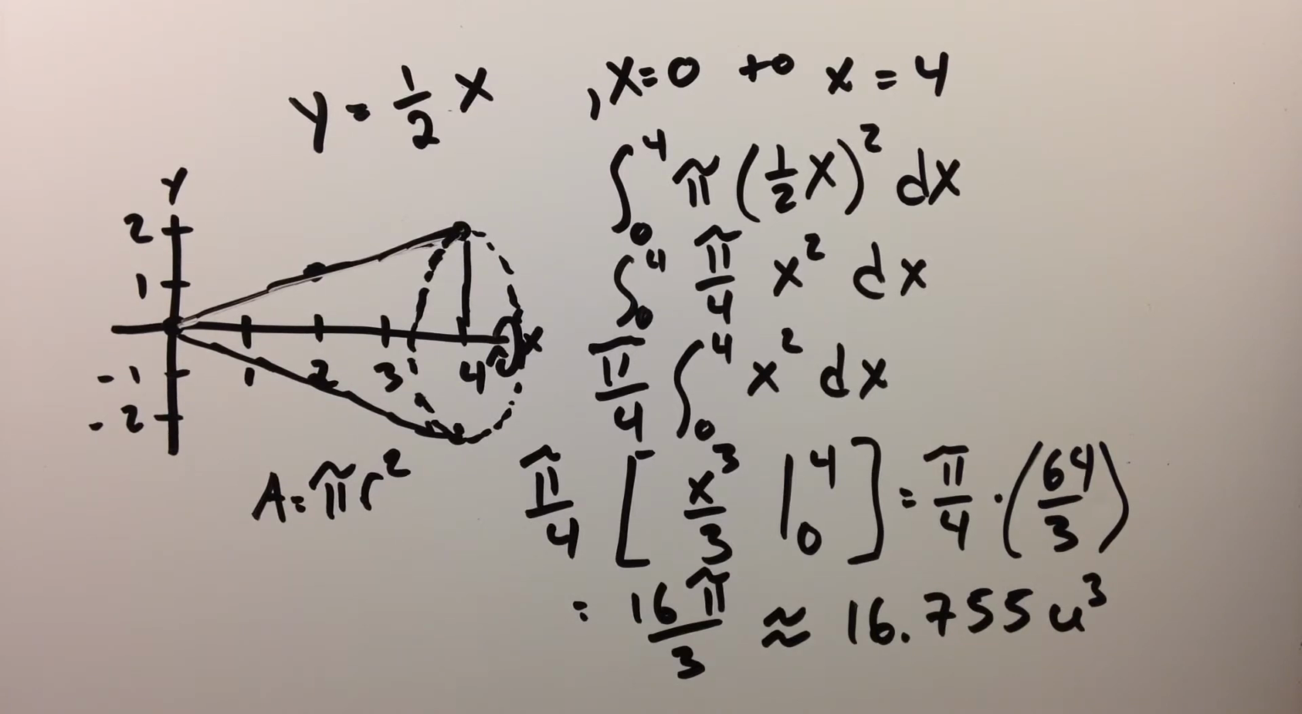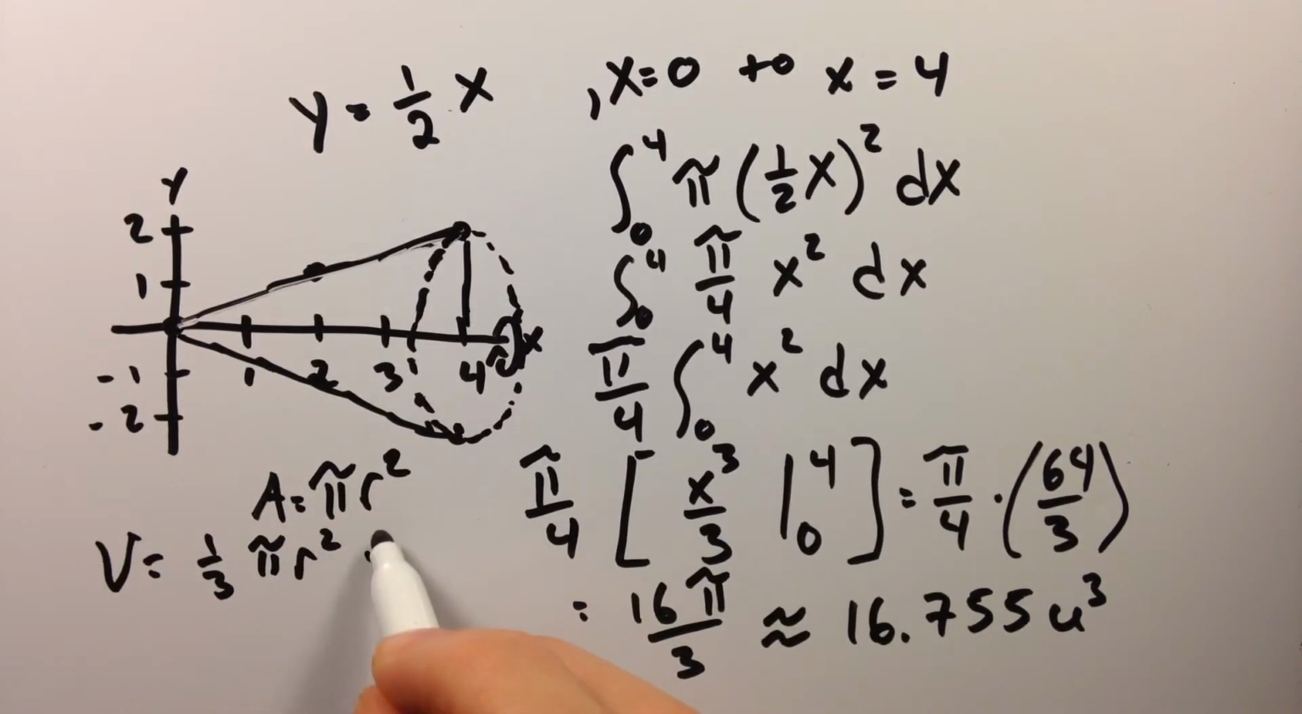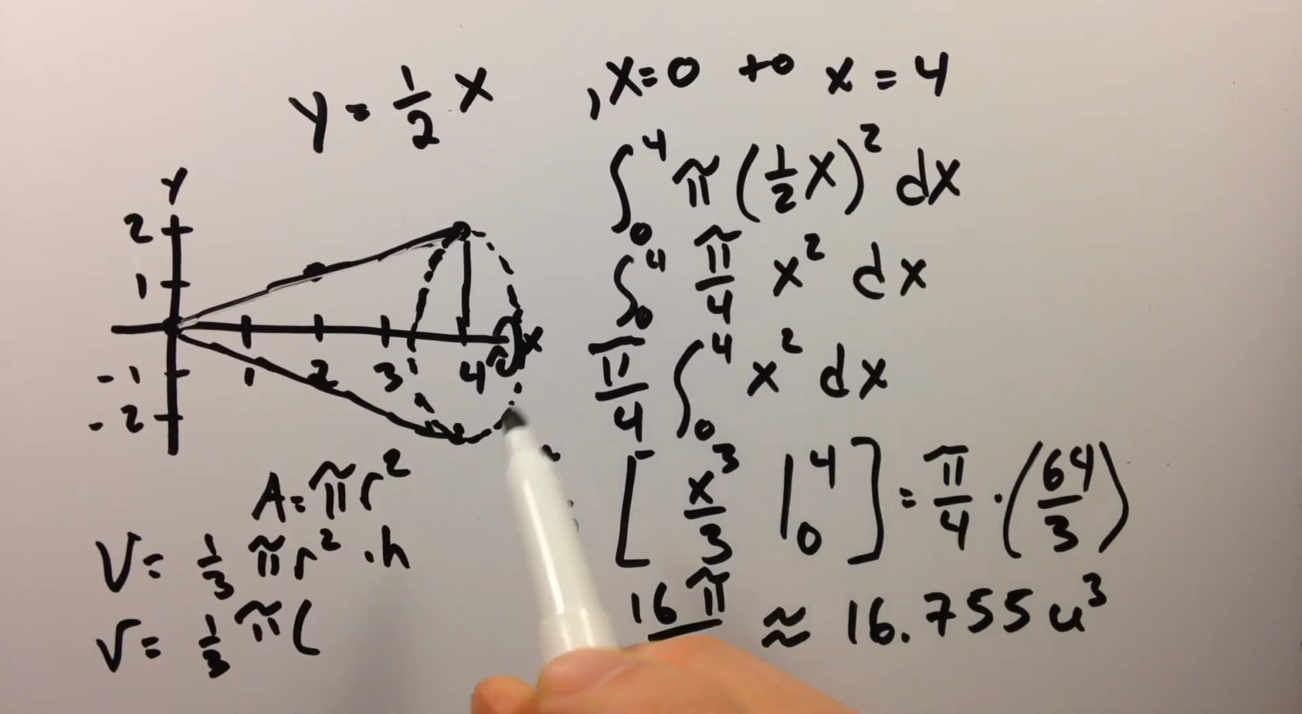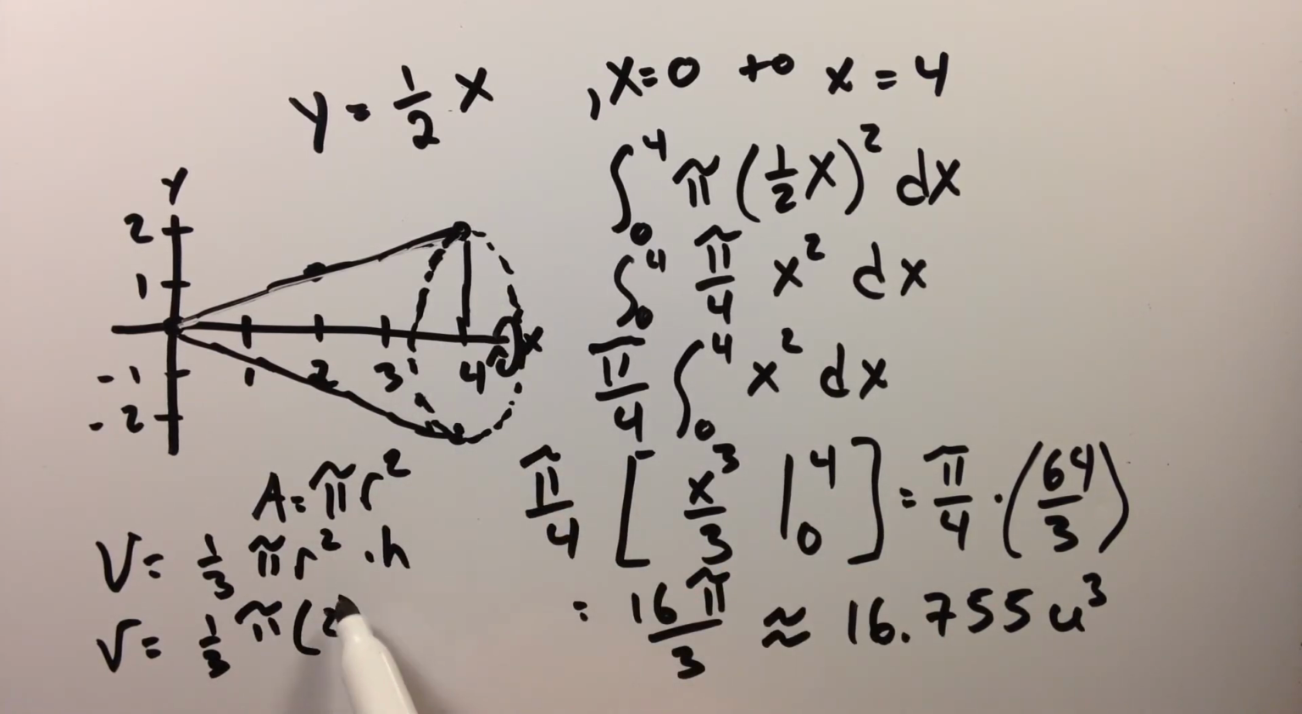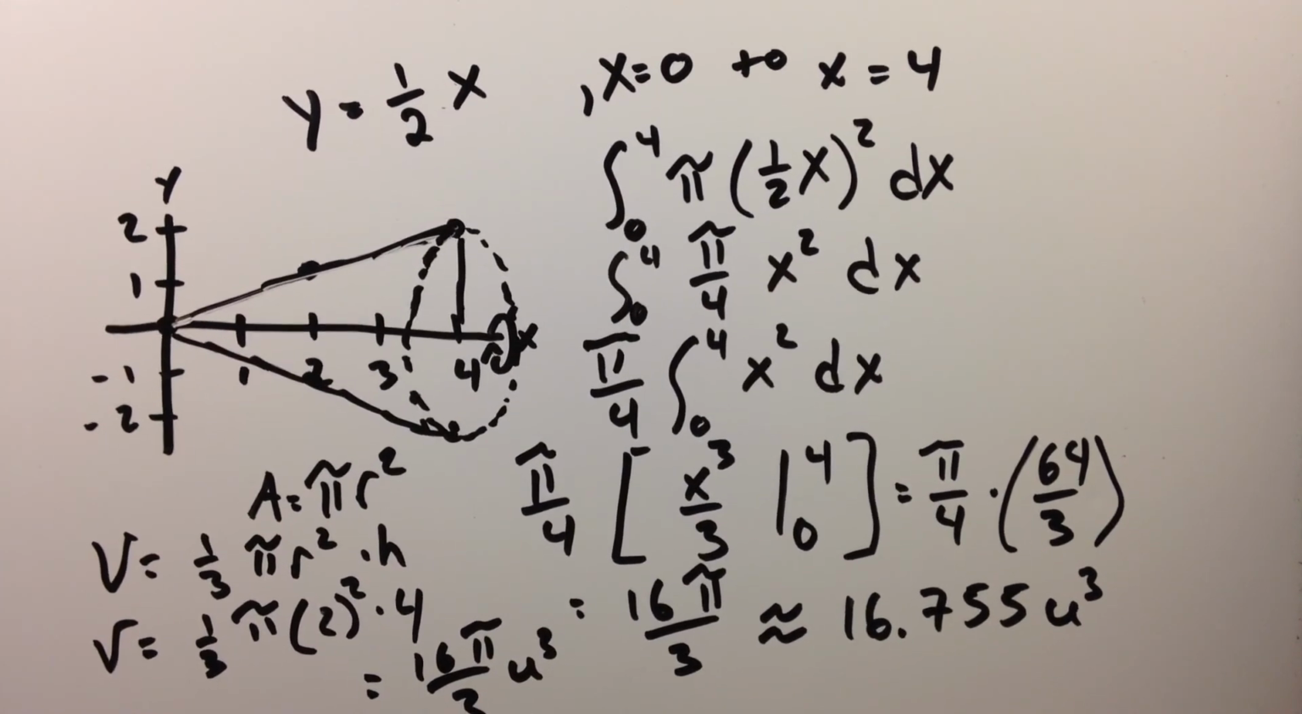If I wanted to quickly check my work using basic geometry, the formula for the volume of a cone is 1/3 pi r squared times the height. So our volume of that cone would be 1/3 times pi times our radius at the base, which is 2, squared, times our height, which is 4, which lo and behold is 16 pi over 3 units cubed. And so we can see we had the same answer using geometry as we did with calculus.